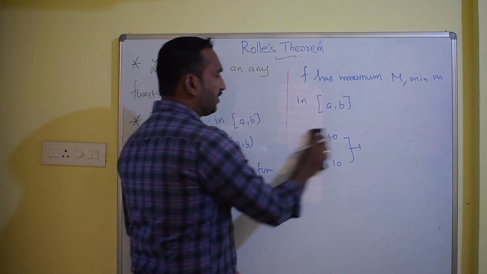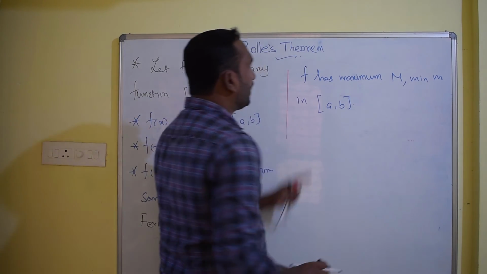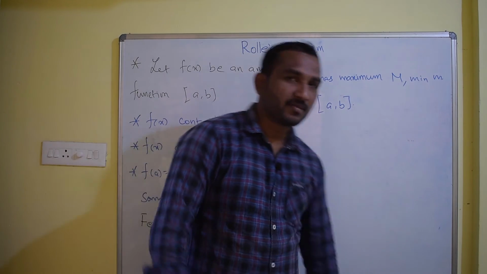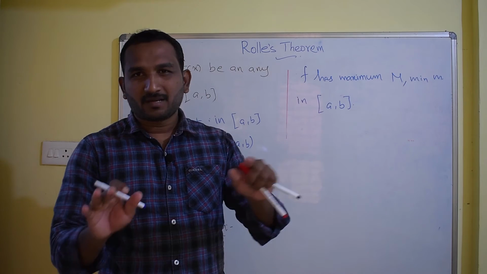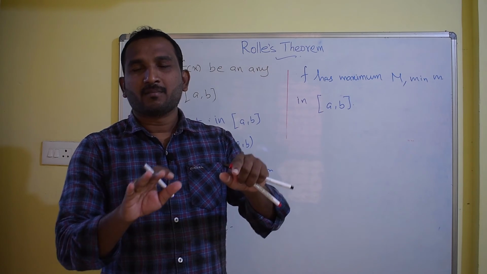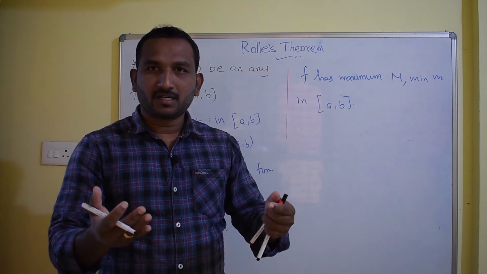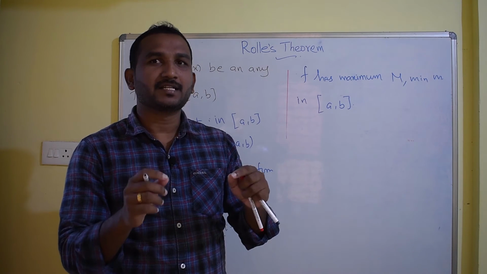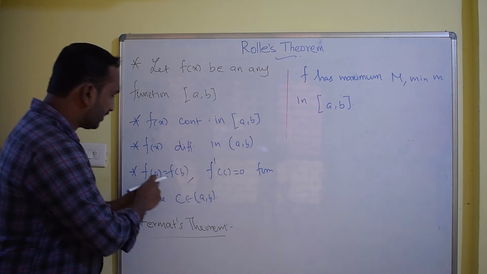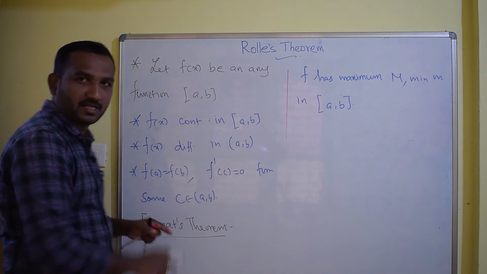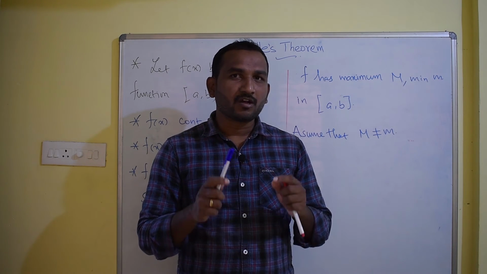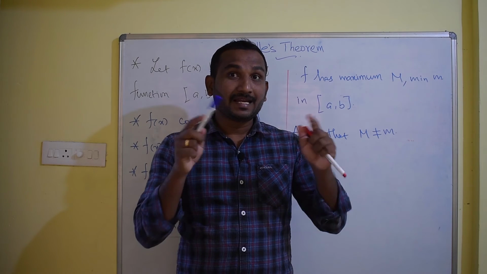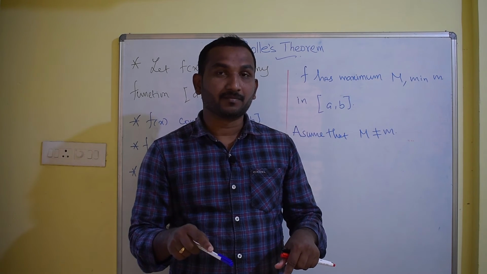There is no change here. So here f has a maximum capital M and minimum small m in the closed interval a comma b. That means what? It has maximum equal to minimum, that means the function is constant. That is what we are saying here, f of a equal to f of b. I am claiming that any one of the values strictly lies inside the given interval.